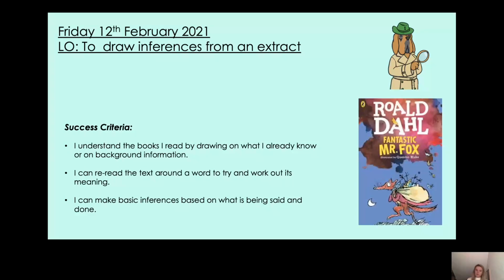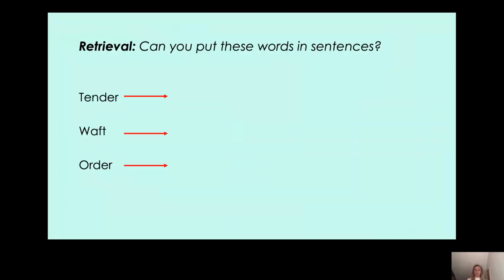So we're going to be looking at a word, looking at the words around it and trying to work out its meaning. Over the last few weeks, we have looked at a lot of vocabulary, haven't we? And last lesson, we looked at a couple of words in chapter 8. You really start to understand a word when you are able to put it in a sentence, so you understand the meaning and can use it in your own writing. So yesterday, we looked at these three words: tender, waft, and order. Tender was an adjective, and waft and order were verbs. What I'd like you to do is try and put these words in a sentence, one sentence for each word. Pause the video now and have a go.